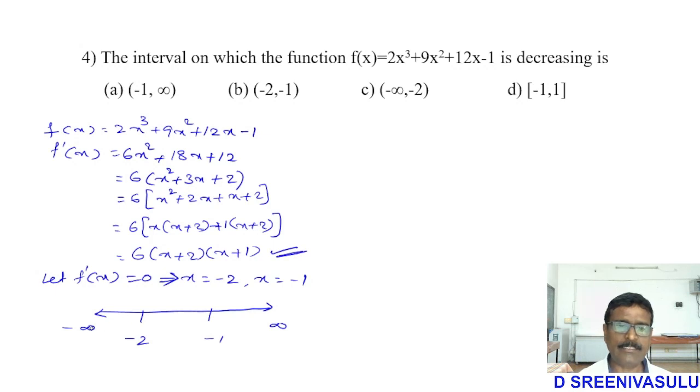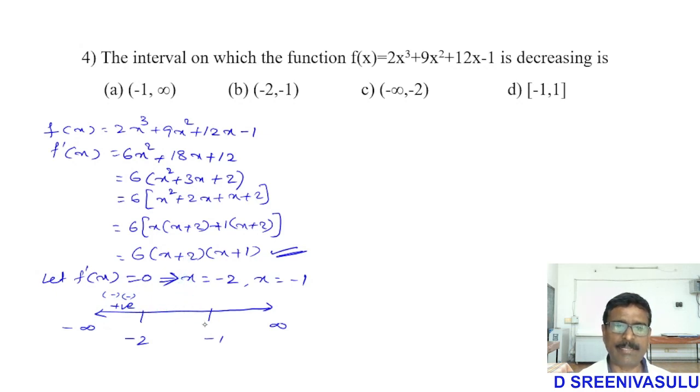In this one, from minus infinity to minus 2, you substitute any one number, say minus 3. If you are substituting minus 3, what will you get? First one is negative, second one is also negative. That means you will get positive. Means in this interval, f dash x is greater than 0.